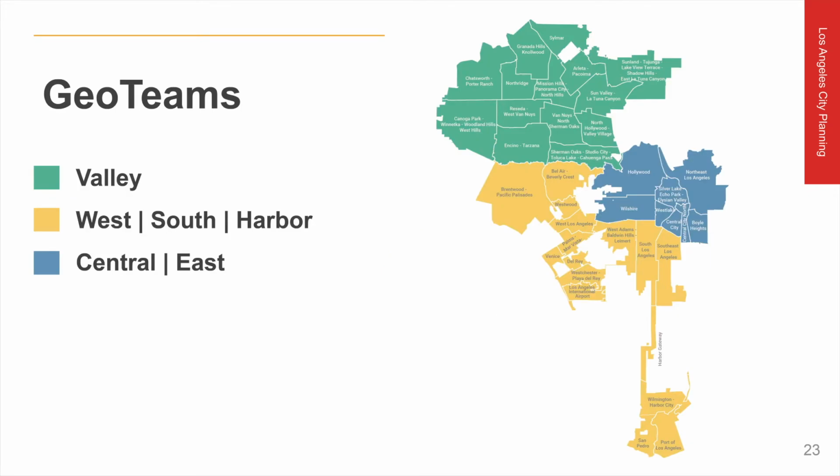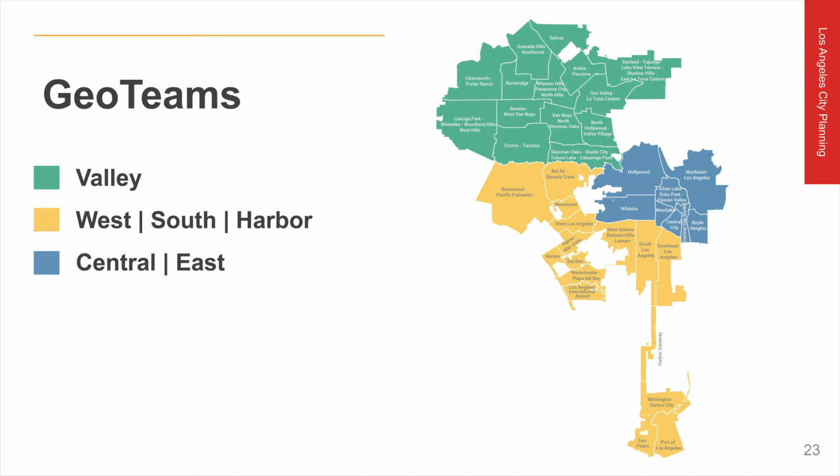Geo teams. Earlier we mentioned the 3 geo teams across the city that process project applications. Once a case file has been assigned, it is typically referred to one of these teams, where a formal project review process begins. At this stage, a planner from the area is assigned to the case, someone who is familiar with the local zoning and issues in the community.